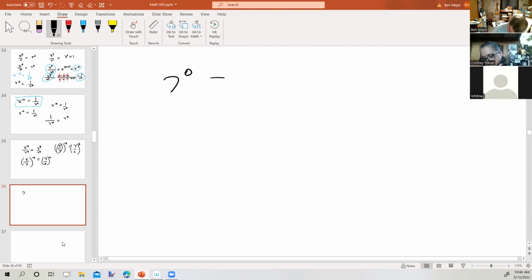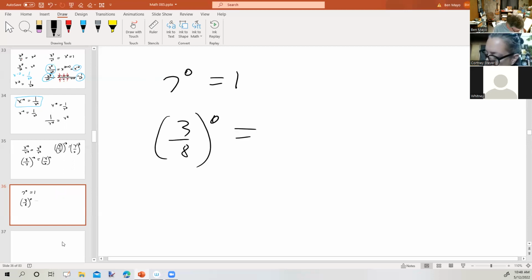What about 7 to the 0 power? What would that be equal to? Anybody? 1. Excellent. What about 3/8 to the 0 power? What would that be equal to? 1. Excellent. Be careful. What about 8 times t to the 0 power? What would that be equal to? 8. Yes, it would be 8. Why is that? The 0 exponent is only attached to the t. So this would be 8 times 1, or just 8.